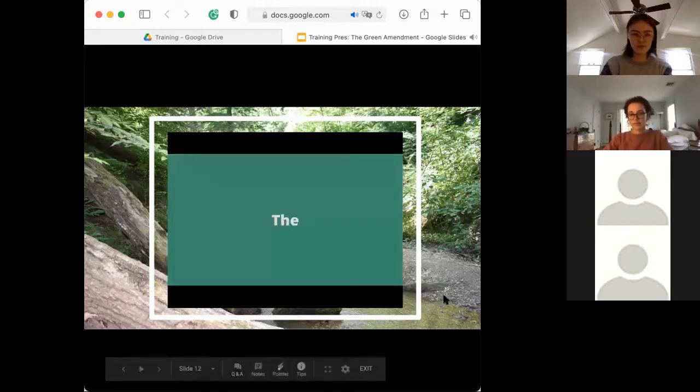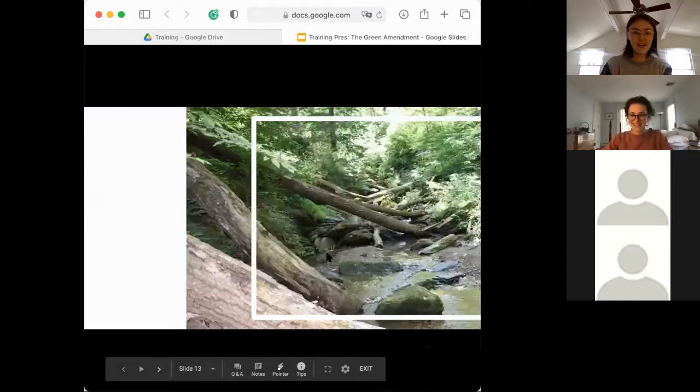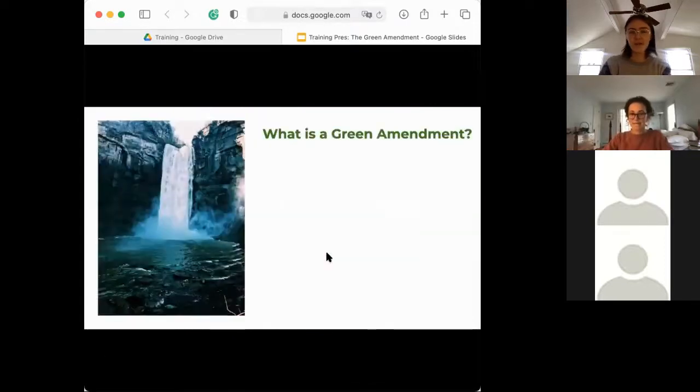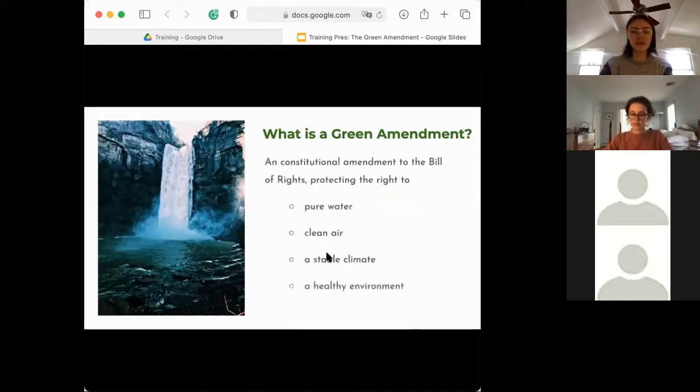What is the Green Amendment? As that video pretty much explains, the Green Amendment is a constitutional amendment added to the New Jersey Bill of Rights that would protect our environmental rights. And these are the basic things that we need to survive. We all pretty much accept them as a given of existence. You know, you need to breathe oxygen, you need to drink water. They're rights that we often take for granted.